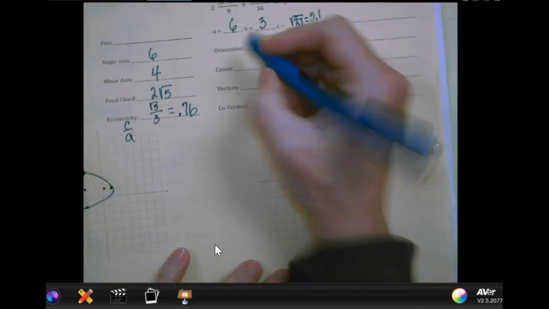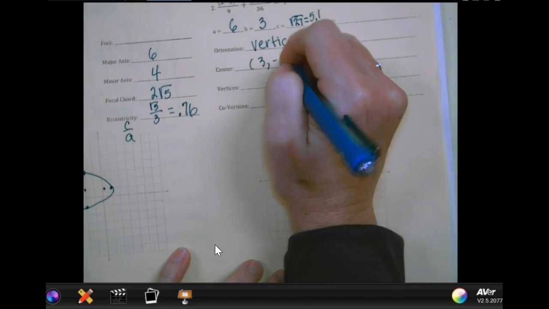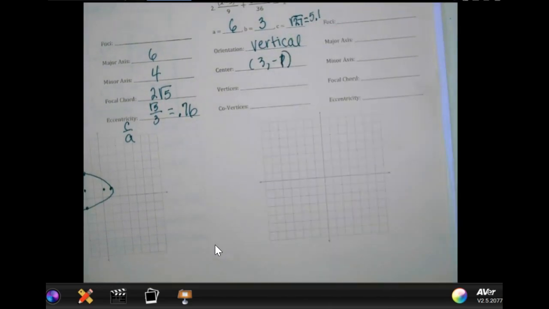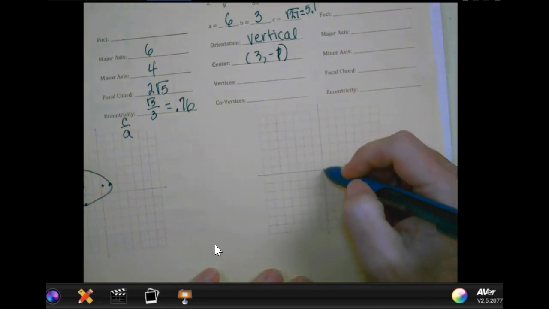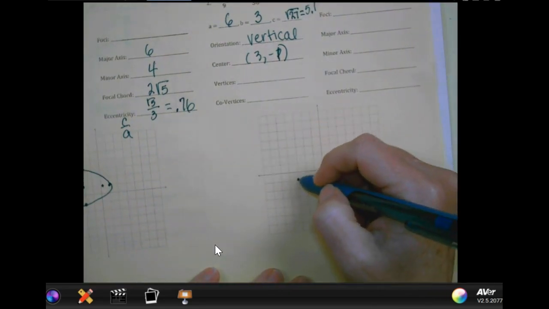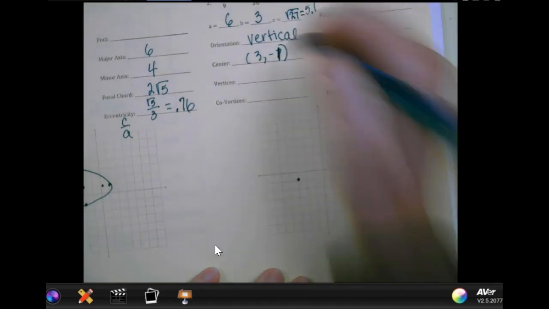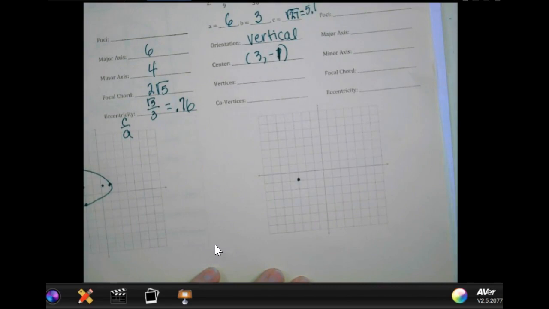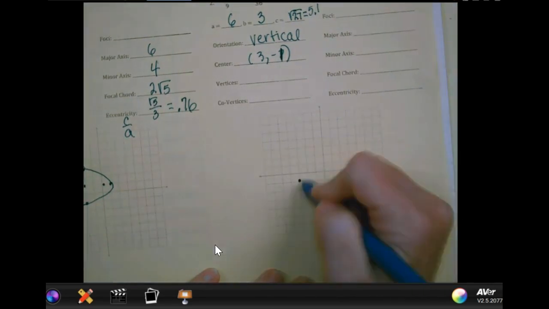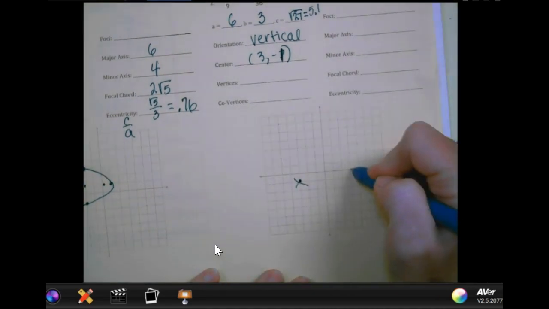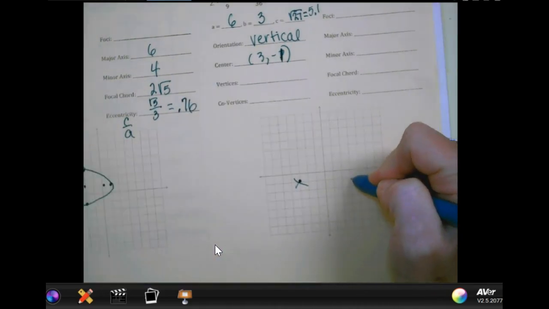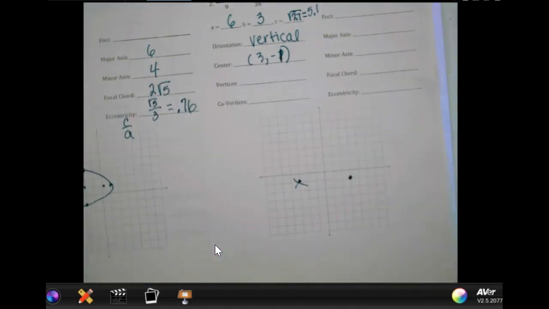The center is 3 and negative 1. So I'm going to put 3 and negative 1. Wait, that's negative 3, 1. No, it's 3, negative 1. Oh, crap. I wrote it. Oh, I graphed it wrong. There, whatever. All right.